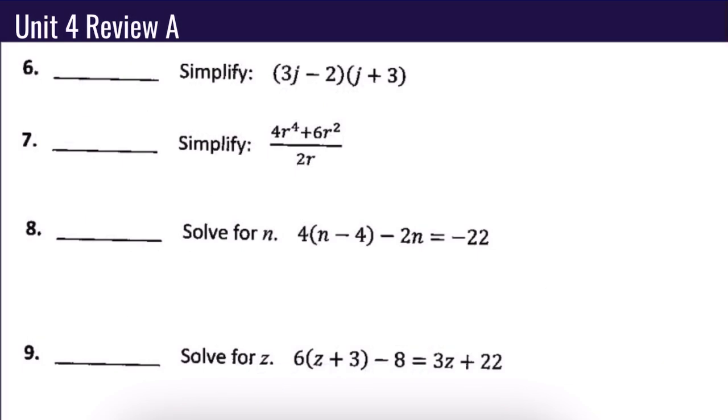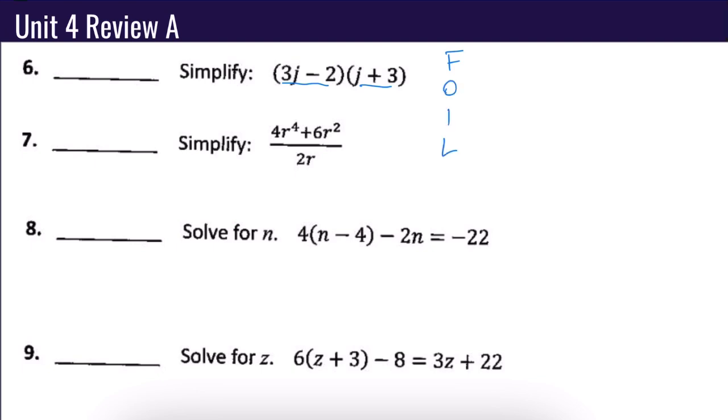Number 6 is still working with polynomials, but we are multiplying the polynomials. And we see that we've got a binomial in front, something with 2 terms, times another binomial, something else with 2 terms. So when we have it set up like this, where we have one math problem inside parentheses times another math problem inside parentheses, we need to use FOIL.